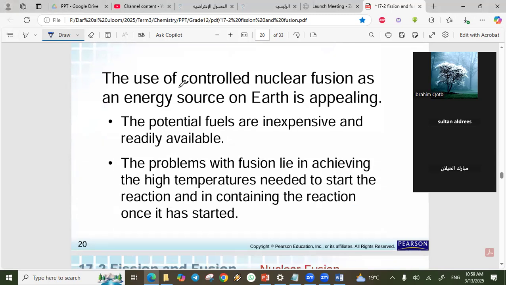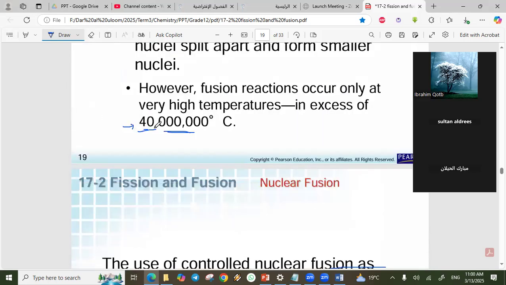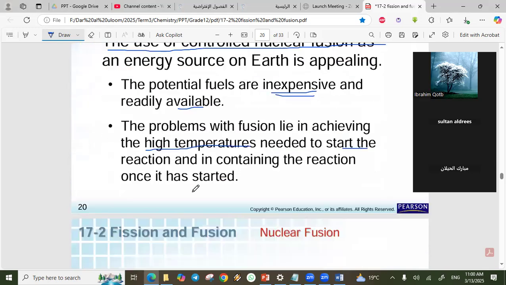So written here, the use of controlled nuclear fusion as an energy source on Earth is appealing. Some countries want to do it. The potential fuel is inexpensive because it's hydrogen. You can get hydrogen from air, from seawater, so it is available. The problem here is the high temperature needed to start the reaction. I told you it's 4 million degrees Celsius. And also to control this reaction.